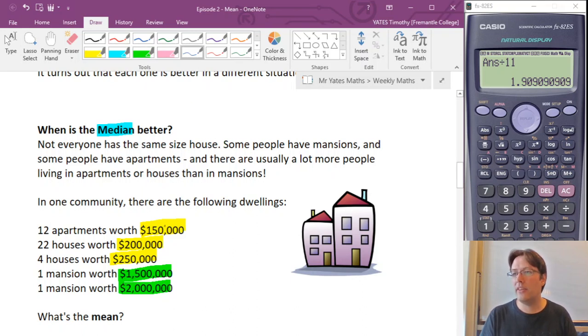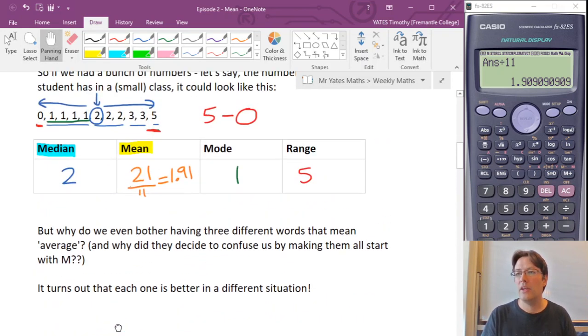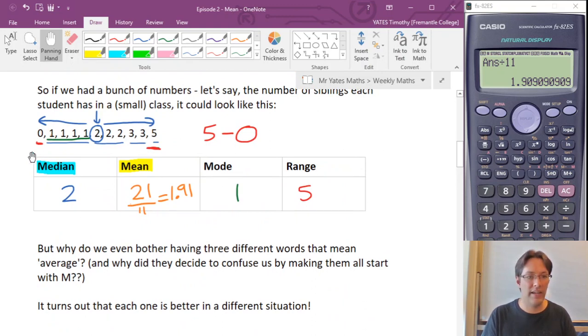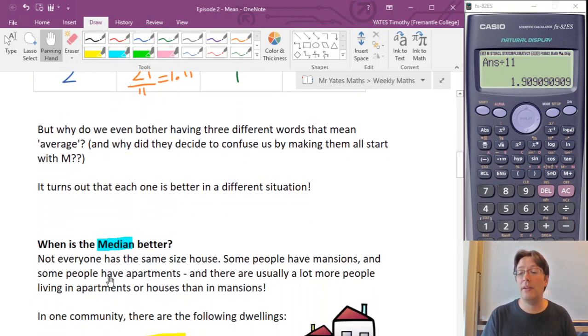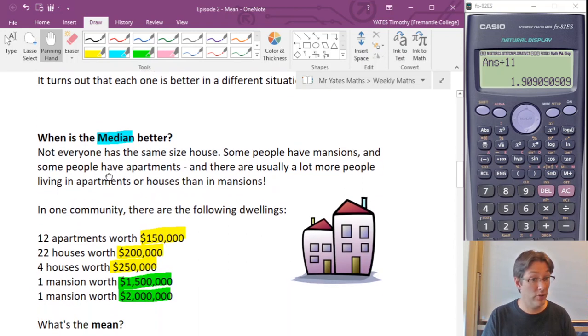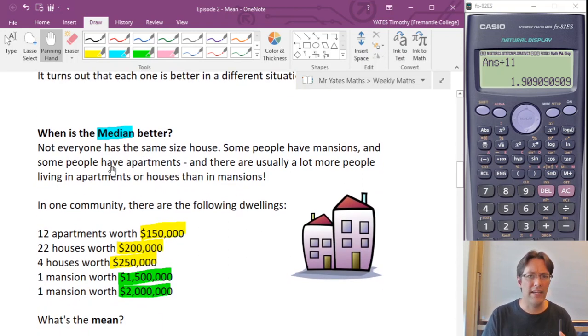And one of the ways we can do that, so up here, what we did was we just added these numbers together, 0 plus 1 plus 1 plus 1 plus 1 and so on until we got the total of 21 here. But when we've got lots of numbers, that's going to be tedious, and more importantly, it's going to be prone to making a mistake. So what I did instead was I took this 150,000 and multiplied it by 12 because we had 12 apartments. I multiplied this number by 22, I multiplied that one by 4, and I didn't need to multiply these by anything.